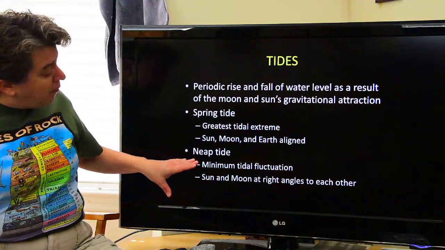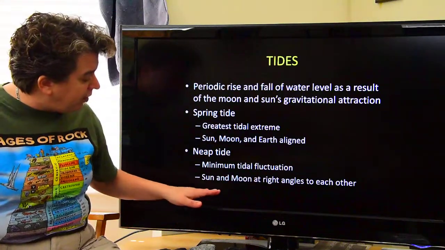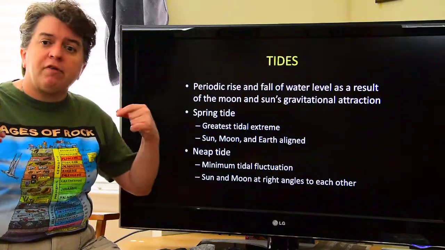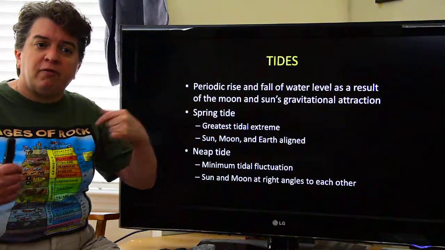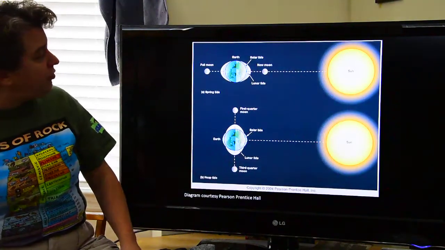Neap tide is the opposite. This is the minimum fluctuation between high and low tide. And this is because the moon and the sun are at a right angle to each other, so they're kind of battling each other. They're pulling the water in different directions.